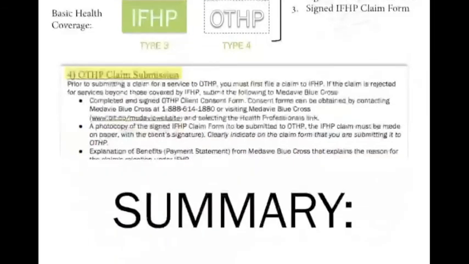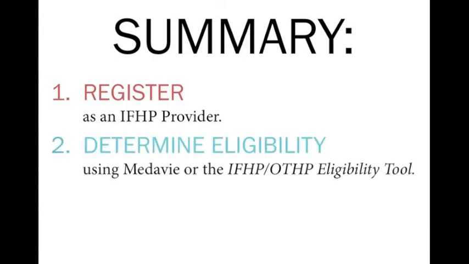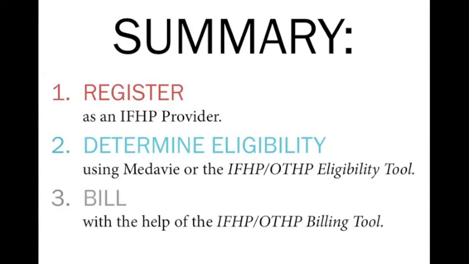In summary, make sure you register as an IFHP provider to start billing through IFHP and OTHP. When a refugee or refugee claimant arrives in your office, you can simply check if they have OHIP coverage, then determine eligibility through MEDAV or by using the IFHP OTHP Eligibility tool if you don't have access to MEDAV or the client ID number, and finally bill for services with the help of the IFHP OTHP billing tool, collecting certain documents specified in the tool if the client requires OTHP coverage.